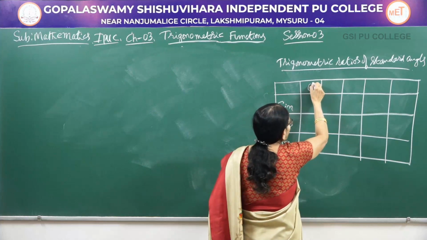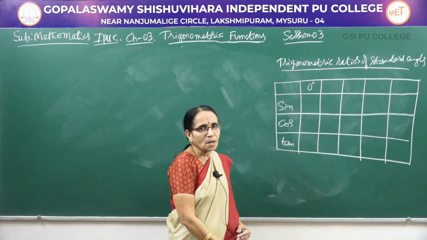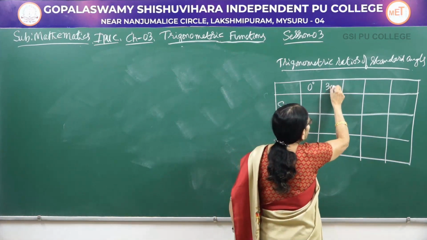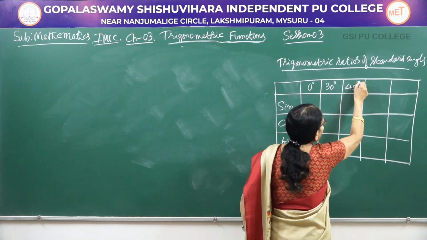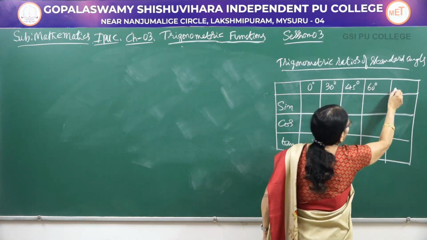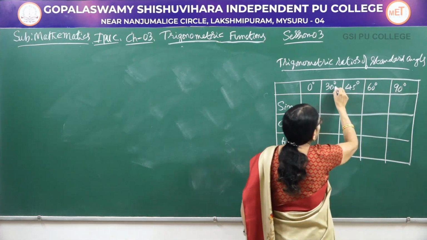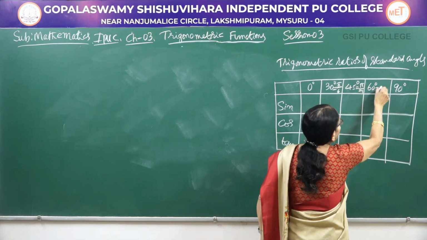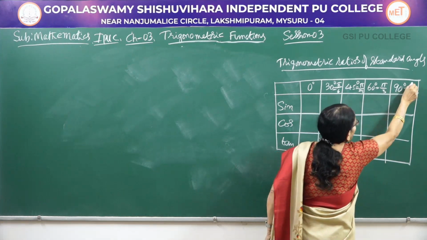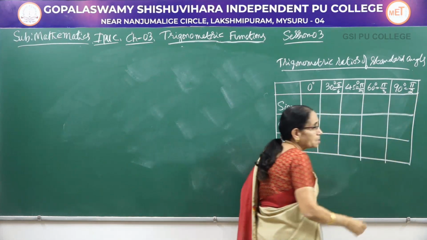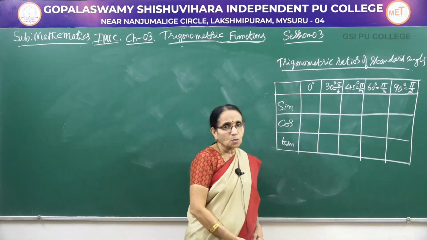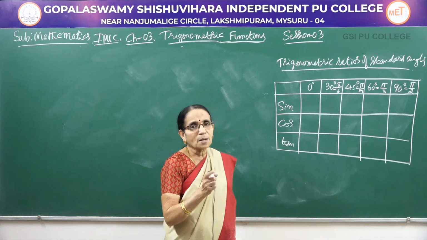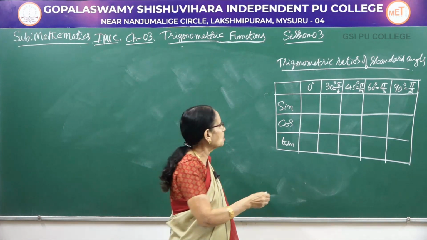Here, of course, I am giving the degree measurement only. You can write in radian measure also. It is 30 degrees, 45 degrees, 60 degrees and 90 degrees. In radian measure, it is pi by 6, pi by 4, pi by 3 and pi by 2. I have told you that usually when you go to higher classes, the angle is expressed in radian measure. So, you should be familiar with the equivalent radian measure also.